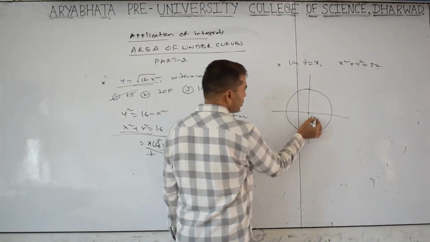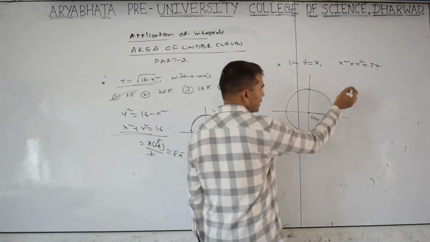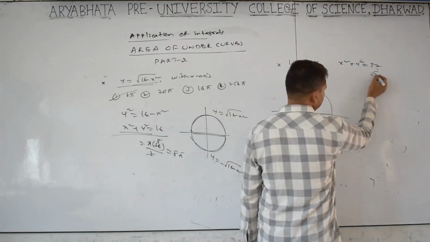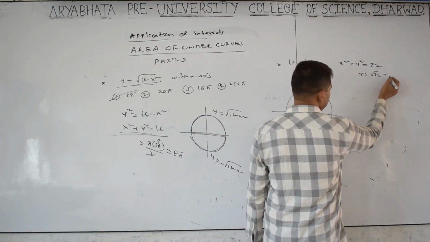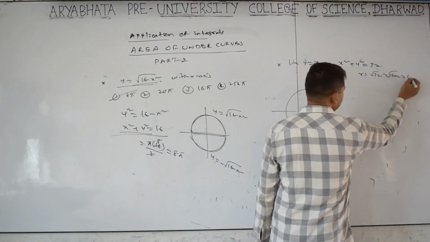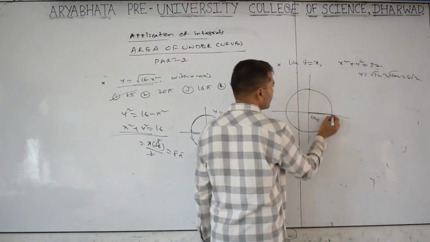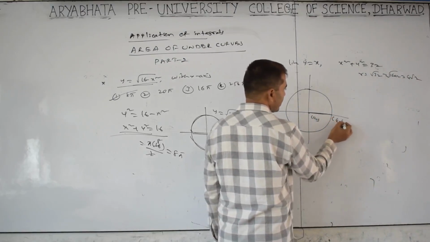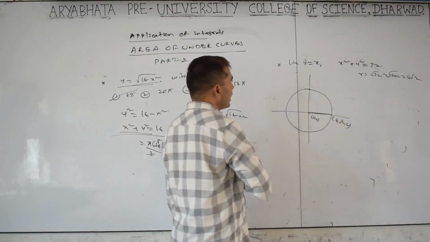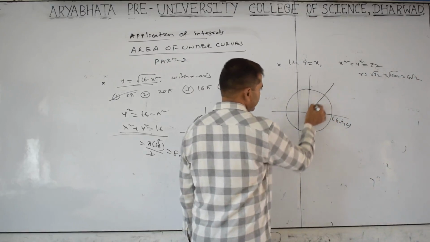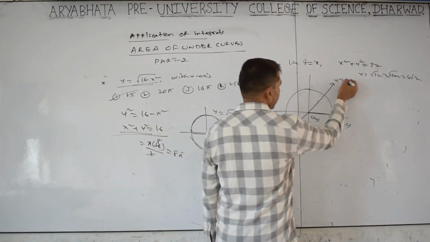Center of the circle is 0, 0. Radius this is root 32. Root 32 means radius r is equal to root of 16 into 2, so 4 root 2. Radius is 4 root 2, 0. Right. The line is y is equal to x, this is y is equal to x.